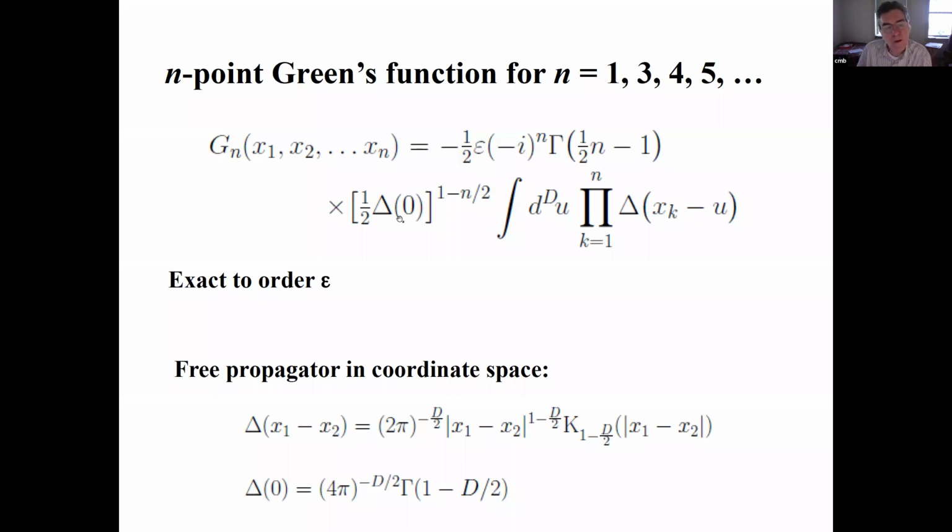I'm not going to explain how you get it, but this is the n-point Green's function for all n except for n equals 2. I'll show you n equals 2 in a second. But for all n except n equals 2, this is the exact answer to order epsilon, where delta here is the free propagator in coordinate space, so it's a Bessel function. You notice that delta of 0 has this form, and you can see this becomes infinite at d equals 2. So you have to do renormalization as soon as the dimension of Euclidean space reaches 2.